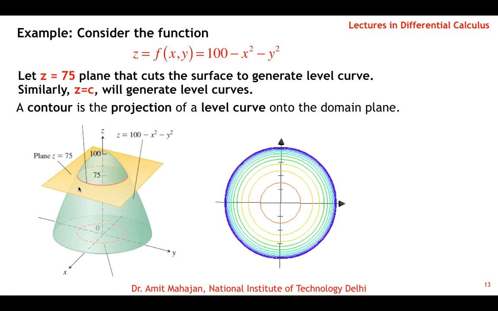You can see that here the boundary of the level curve is a circle. At any height, if you cut this, it will generate a circle, because when I substitute z equal to a constant, you can see that x square plus y square is 100 minus constant. So it is like x square plus y square equal to some constant, which generates circles. This is the contour plot. Contours are on the xy plane, and this is the level curve. Similarly, we can cut at different places to generate level curves, and correspondingly plot the contours.